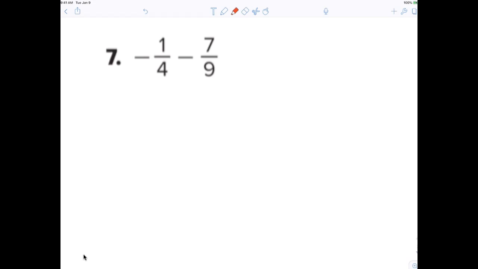All right, I'm going to write -1/4 minus 7/9. Can you tell me if those are relatively prime? That's right. They have no common factors. If they have no common factors, what can I do to the 4 and the 9? Just multiply. So the common denominator would be? Yes, ma'am. It would be 36.